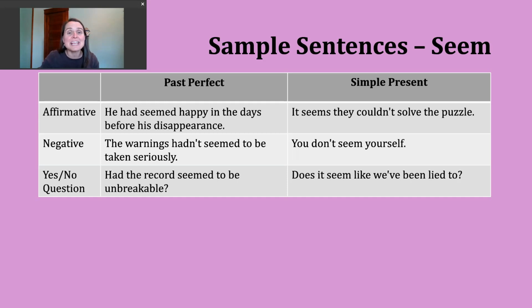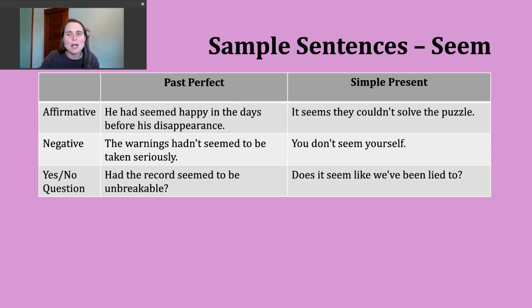Finally, let's talk about yes or no questions in the past perfect. To do this, I start with had, then I have my subject, and then the participle form, the verb. Here's another example. Had the record seemed to be unbreakable. Okay? Again, this many times ties back to kind of our perception, our thoughts, our impression.